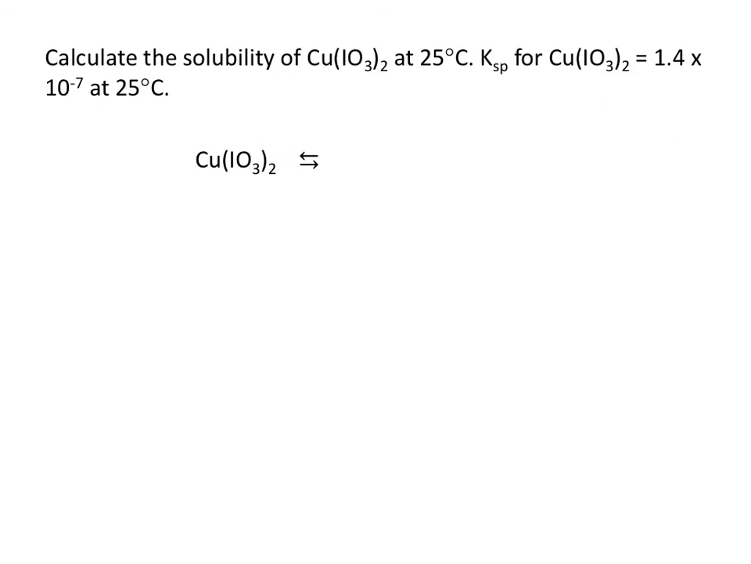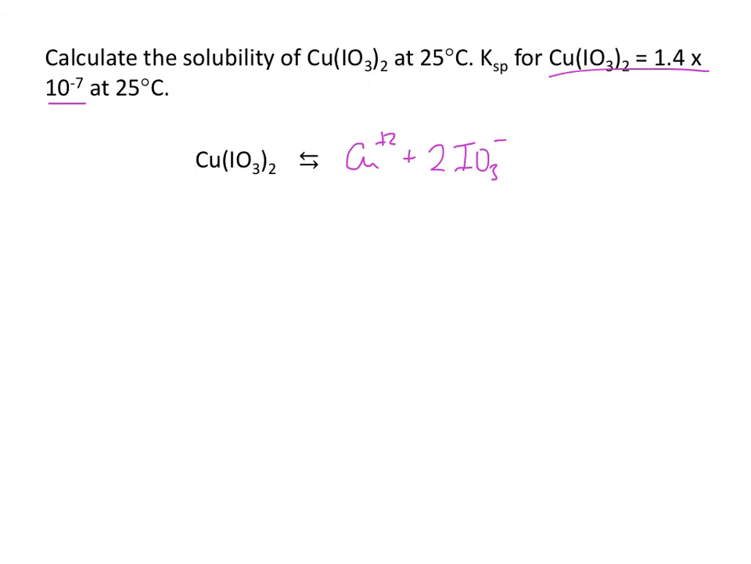Alright, here's my last question for this video. Calculate the solubility of CuIO32 at 25 degrees, and the KSP this time is given. So essentially we're going backwards. Using the KSP, find the solubility. Let's start with the balanced equation. CuIO32 makes a Cu plus 2 plus 2IO3 minus.